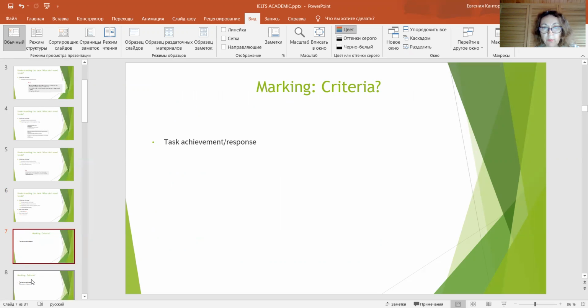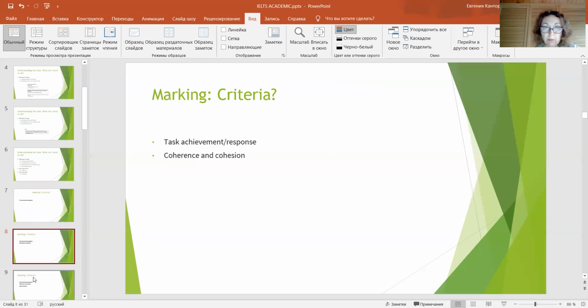When you write, when you know what to write, you need to clearly understand how it is going to be assessed, how it's going to be marked. What will you get for what? So the first one is task achievement. And this means that you need to write about the topic. You need to do what you are asked. You need to include what you are asked to include. If you are asked to justify your opinion, you need to justify your opinion. So this is task achievement.